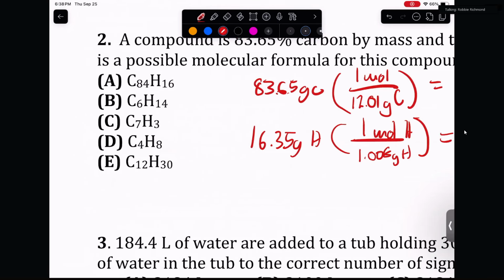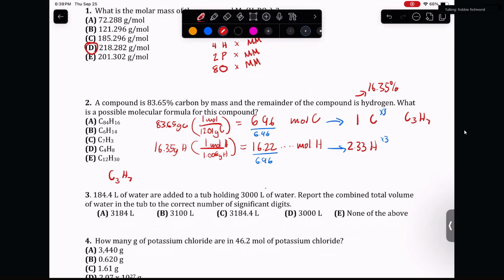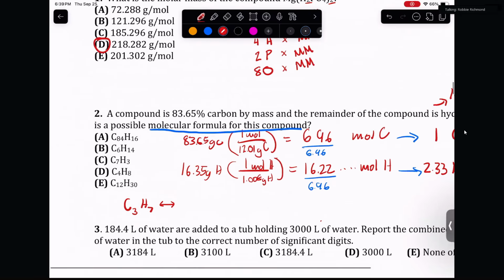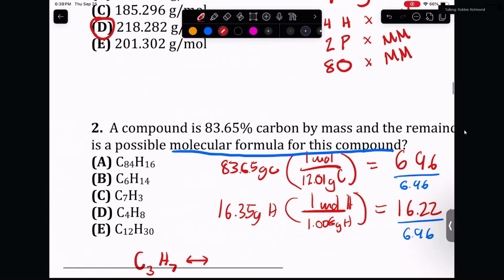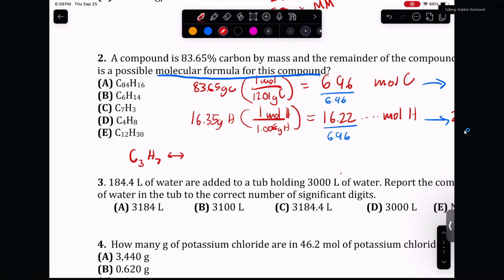We do not. Now, do not panic. Do not worry. Remember, this is an empirical formula. The question is asking about the molecular formula for this compound. And if you remember the difference between a molecular and an empirical formula, the empirical formula is the lowest ratio. So if it still has that 3:7 ratio, that is still the same distribution of 83.65% carbon by mass and 16.35% hydrogen by mass.